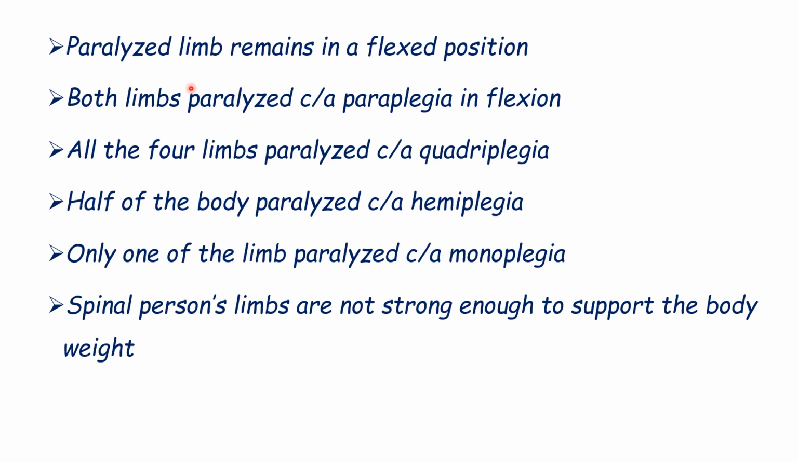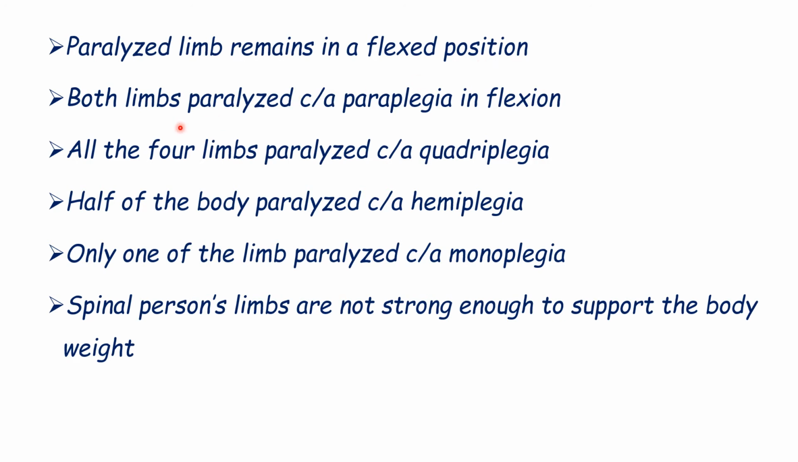A very interesting feature is that in these persons, when they are recovering their tone, the paralyzed limb attains a typical posture. It remains in a flexed position. Because, if you remember, I told you the flexor tone is more as compared to the extensor tone. So the flexor dominates, and keeps the muscles in a flexed position. So the paralyzed limb remains in a flexed position.